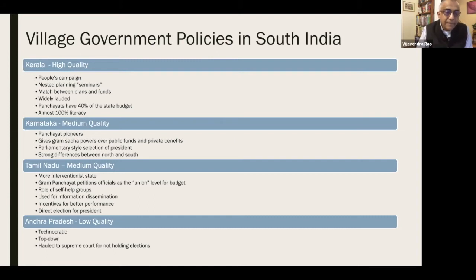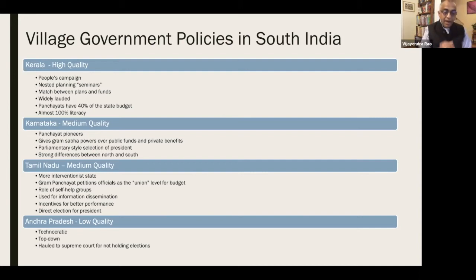Tamil Nadu is again similar to Karnataka. We're calling Kerala high quality, Karnataka and Tamil Nadu low quality, medium quality. Tamil Nadu is also a very active panchayat system like Karnataka. There's an important role for self-help groups there, and presidents are elected directly.